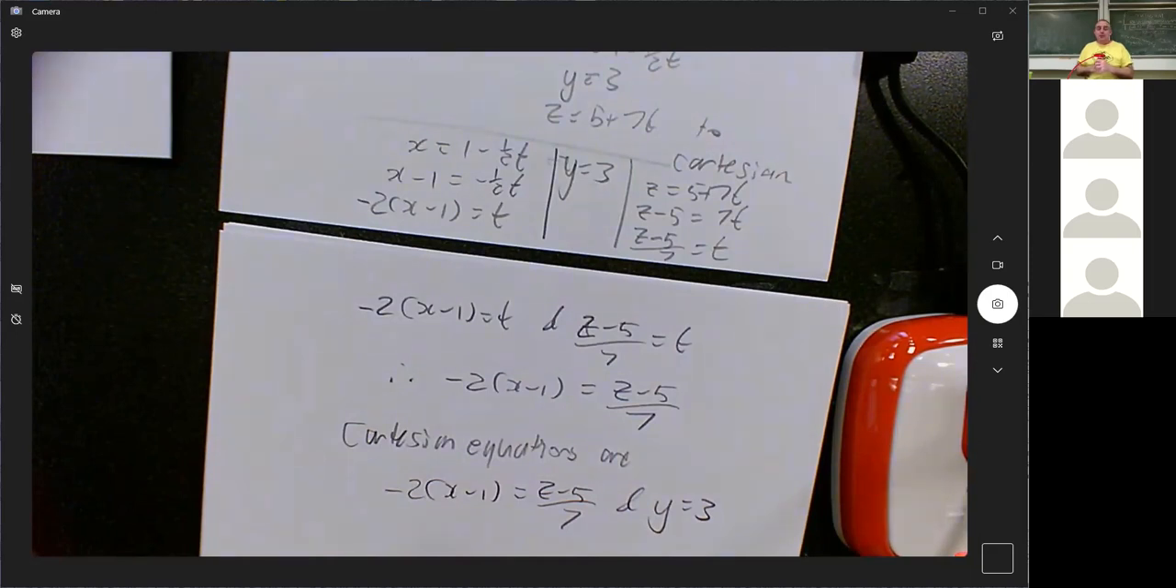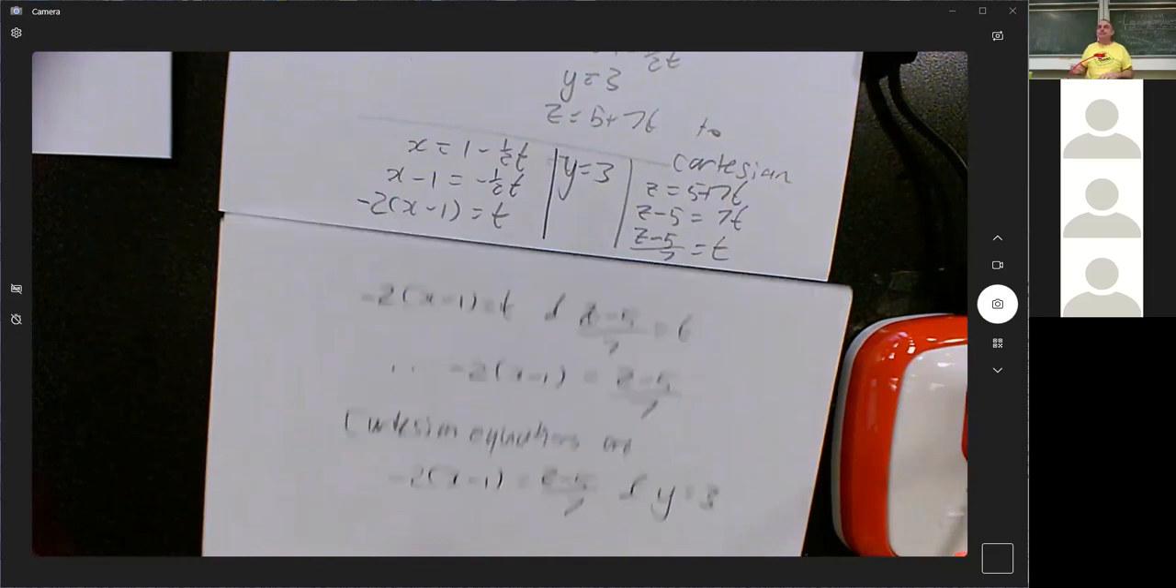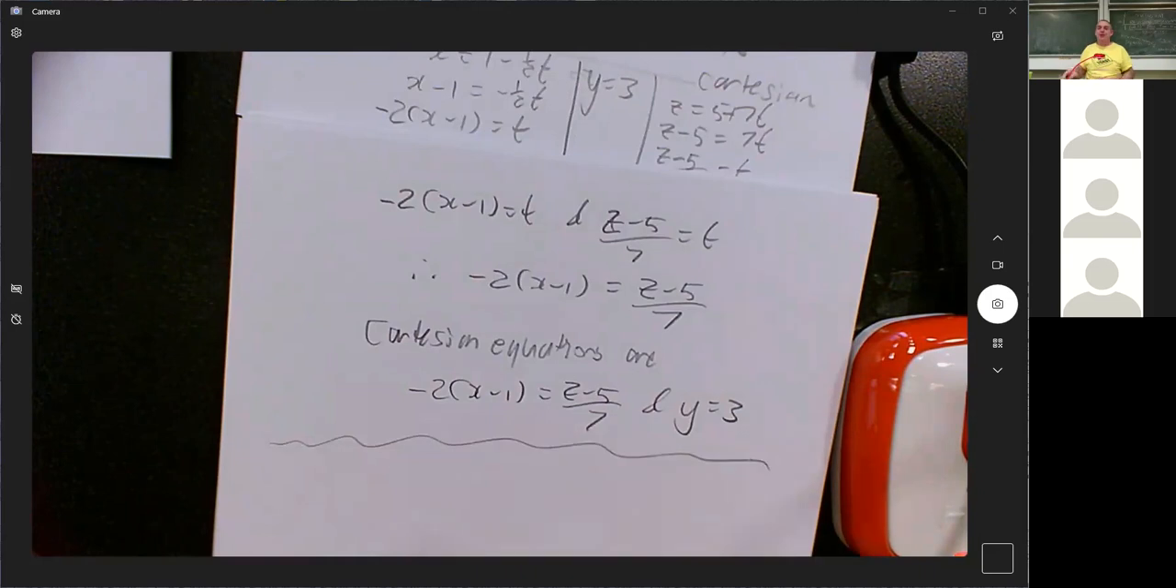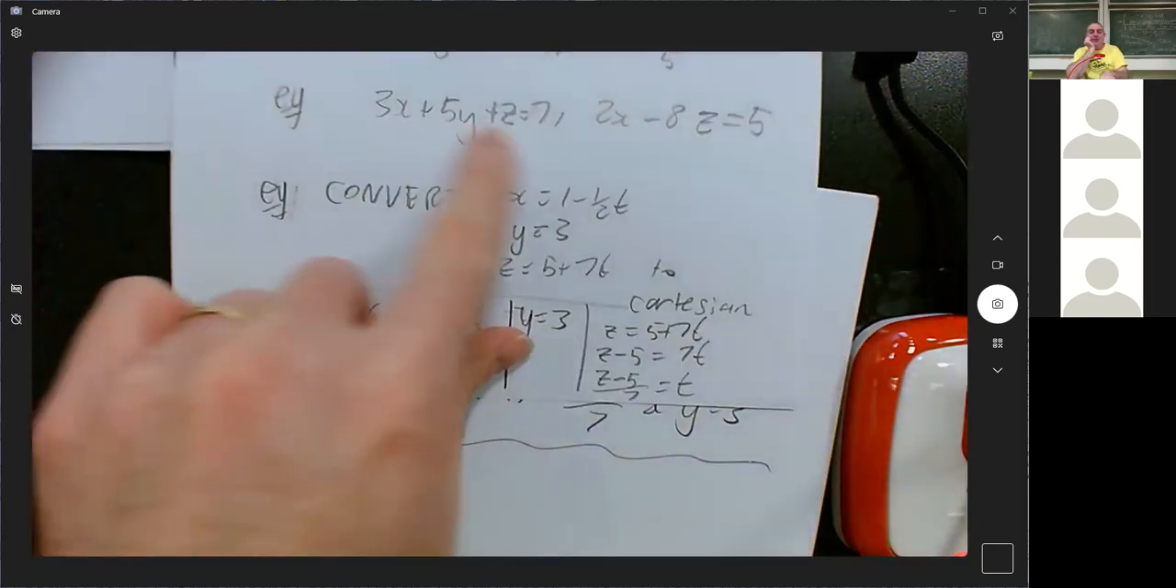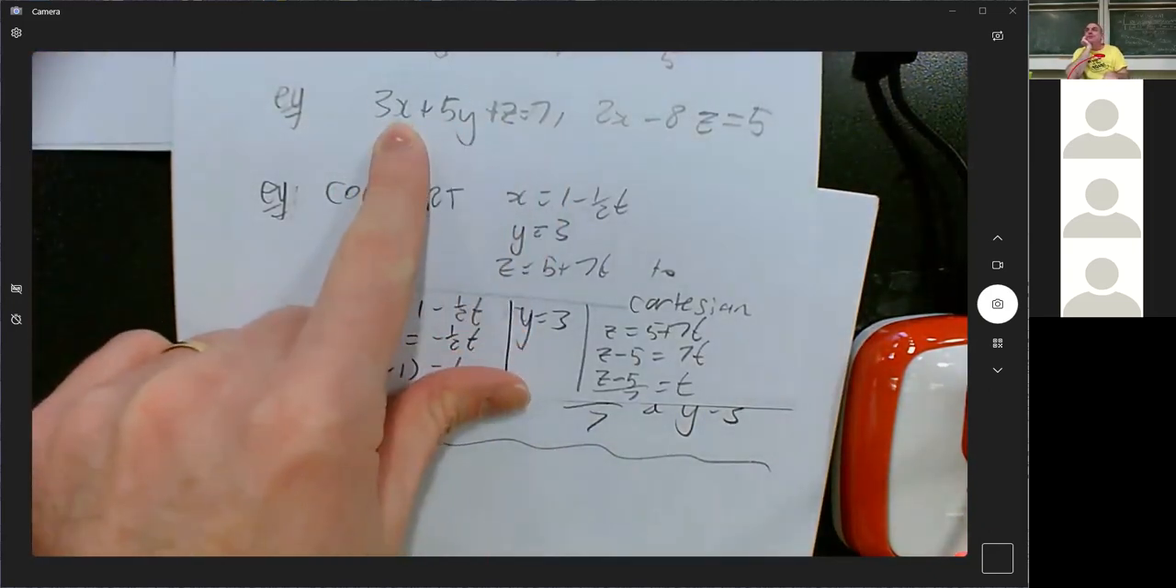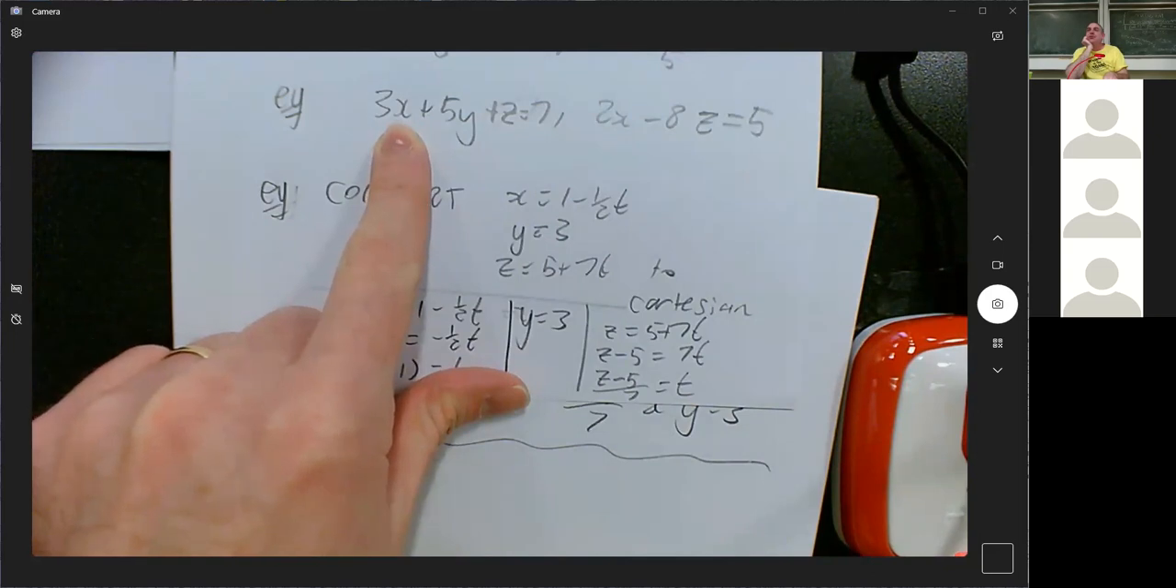Right. So here's a question. If you only had one equation instead of two, what would that be? I actually want you to tell me. What if you only had one equation like this? What shape is that?